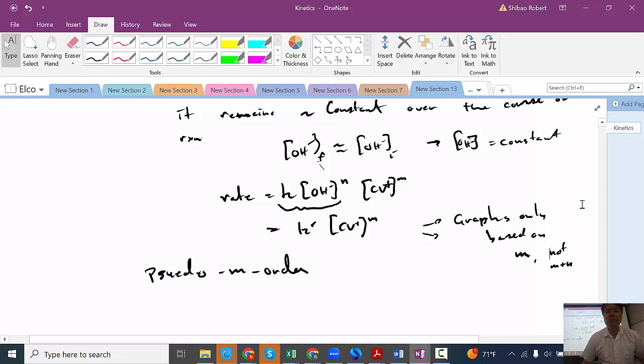So we could make it pseudo M order, pseudo N order, pseudo O order. We just keep everything very large other than what we're interested in. And so M, it could be whatever. It doesn't have to be M. But this is a common trick that's done.